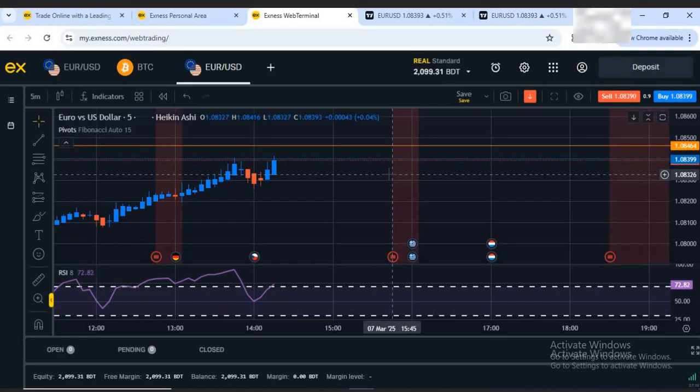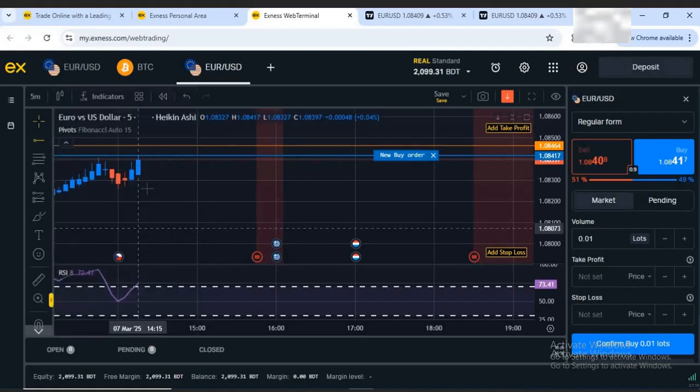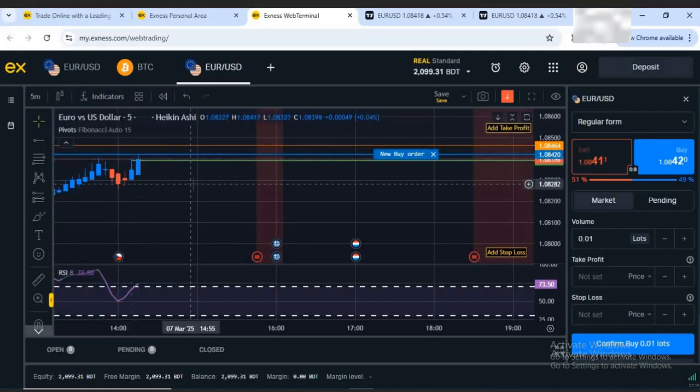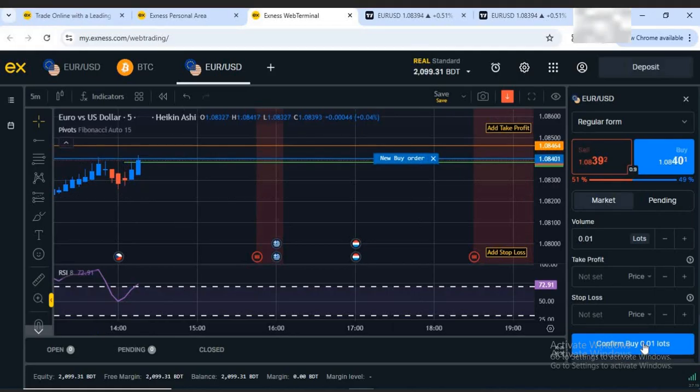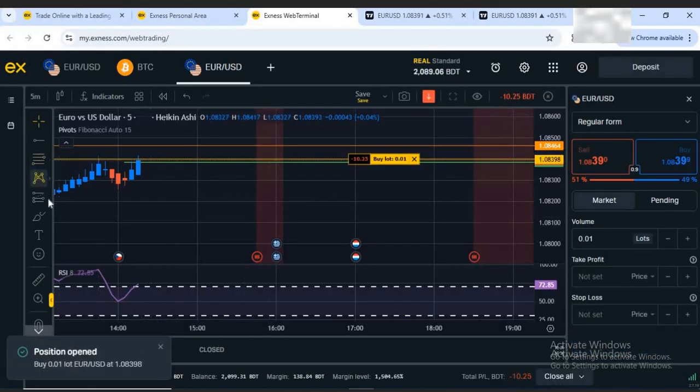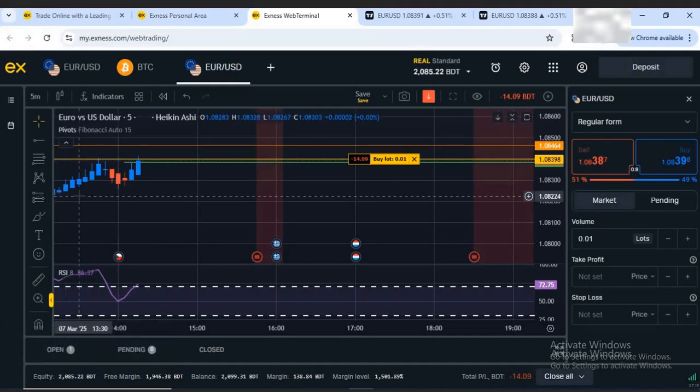Now let's see when my selected position is reached. As soon as the market reaches my chosen position, I will place the trade order. Alright, the market has reached my selected position and I have placed my trade order immediately. Next, I will set my take profit level.